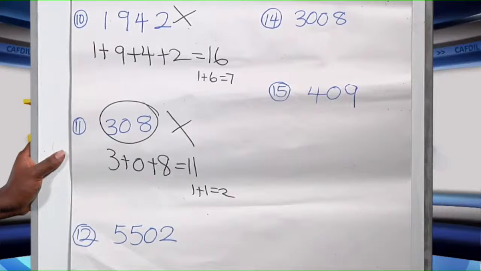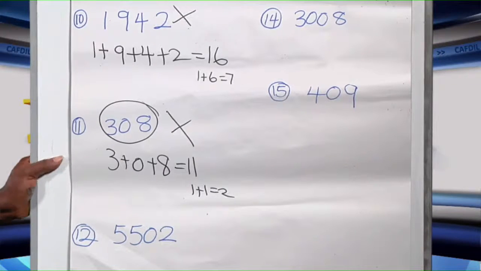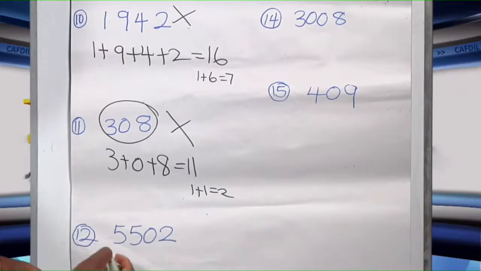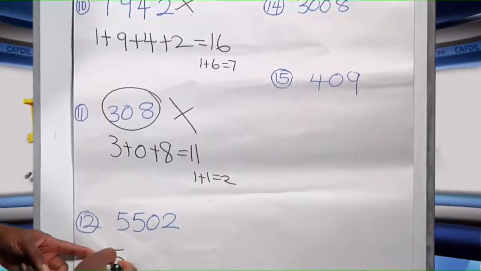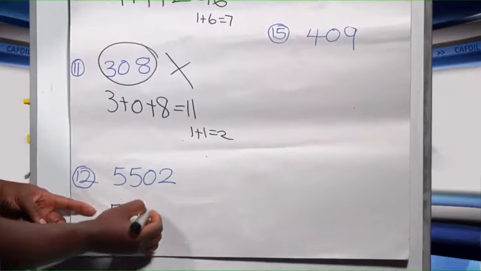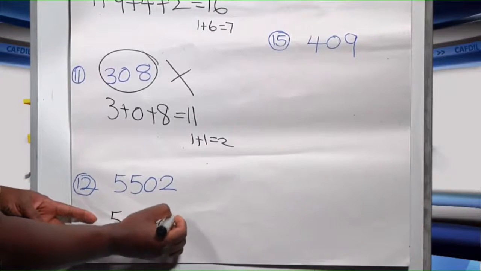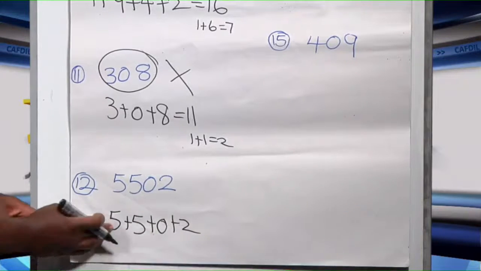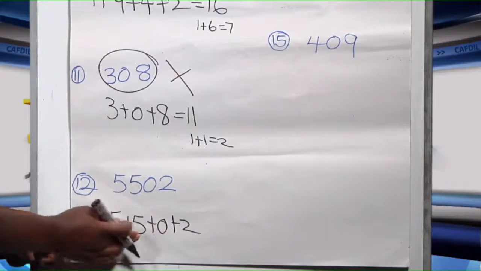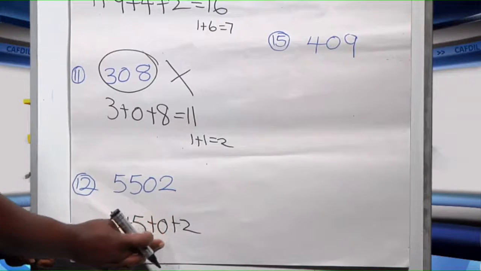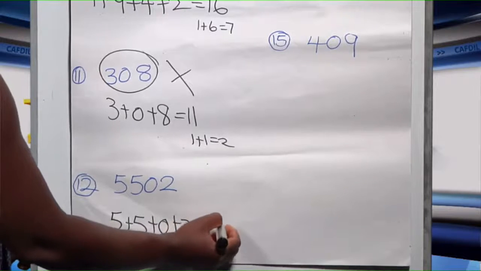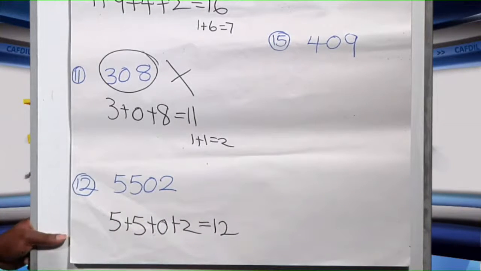5502. Is it divisible by 3? That is the question. So let's check. 5 plus 5 plus 0 plus 2. 5 plus 5 is 10. 10 plus 0 is 10. 10 plus 2 will be 12. And 12 is divisible by 3.